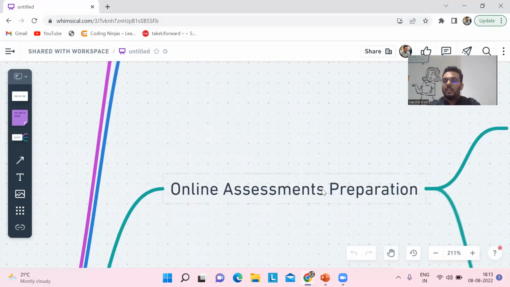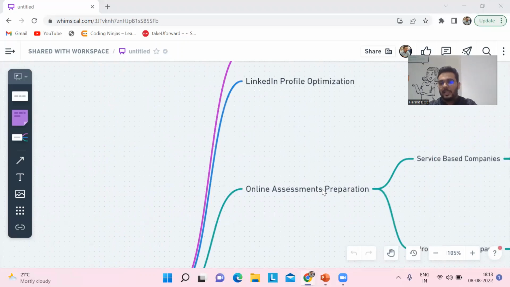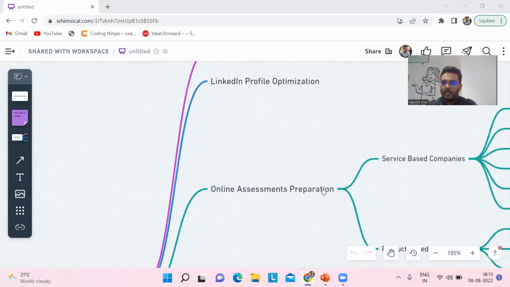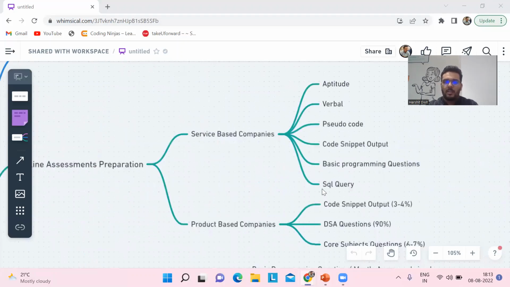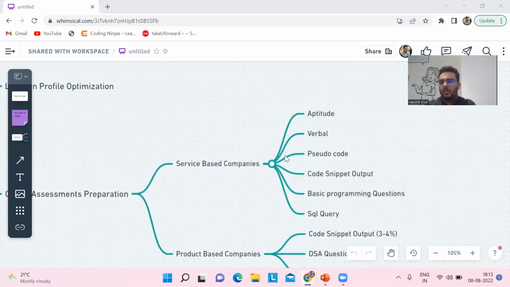After resume and LinkedIn profile optimization, the real game starts, which is online assessment preparation. Online assessments are the written tests that the company takes, and it depends upon the type of company, whether you are giving the test for a service-based company or a product-based company. Service-based companies usually ask aptitude questions, verbal questions, and pseudocode. Pseudocode is where you will be given a code and asked whether there is any problem in the code or some line is written in the wrong manner or not.